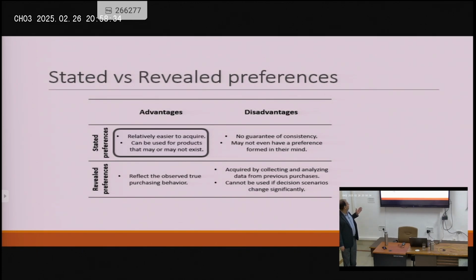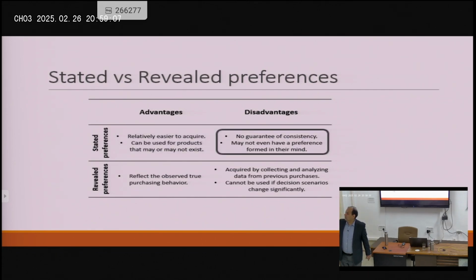So you have stated preferences. I would say relatively easier to acquire. Okay. If I wanted to know what cars you guys would prefer to buy, I can just do a survey right now. But if I wanted to watch what car you buy, I'll have to maybe wait for years and follow all of you around. And that's not very practicable, right? So the advantage of stated preferences is that they're relatively easier to acquire and can be used for products that may or may not exist. I'll get to that later.